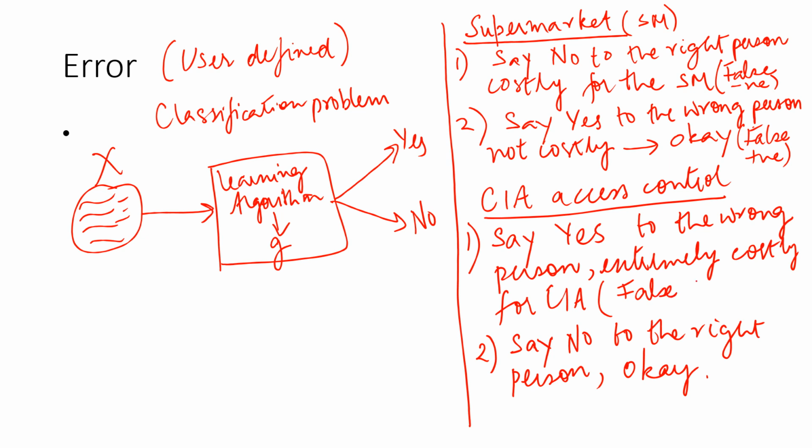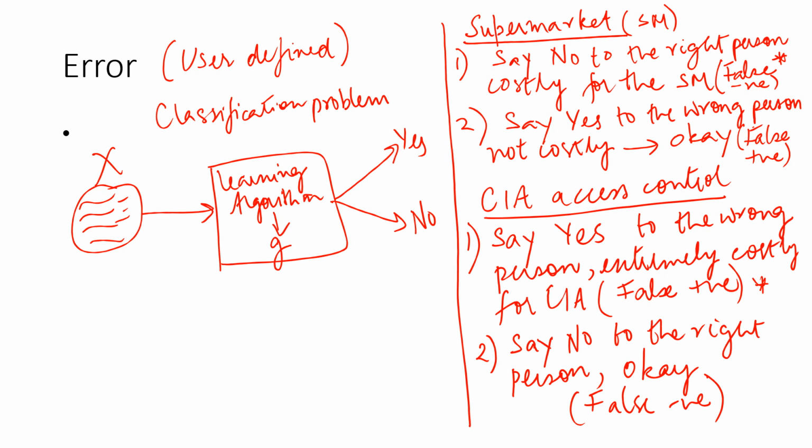And saying no to the right person, as we know, is a false negative. Okay, so this is one way of illustrating that the same error can be more fatal in a certain situation as compared to the other, right? So a false positive was fatal for the CIA access control system, and a false negative was bad, really costly, for the supermarket situation.